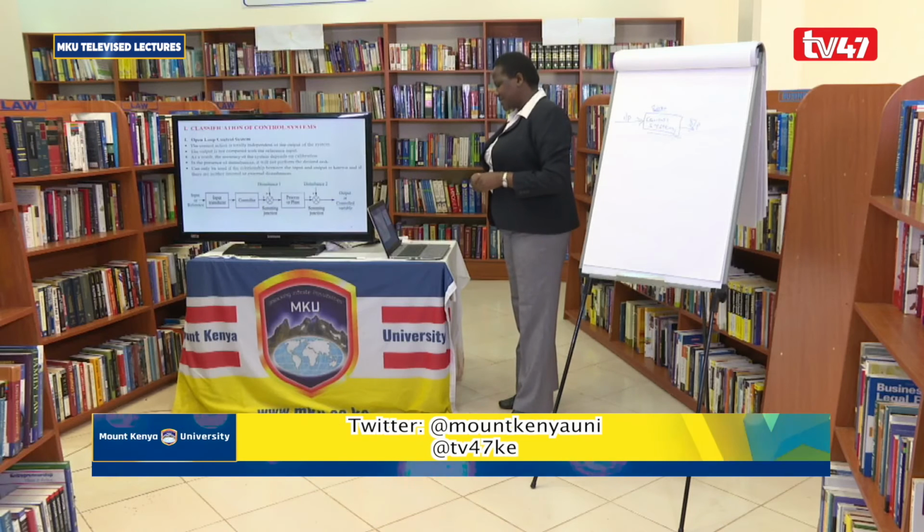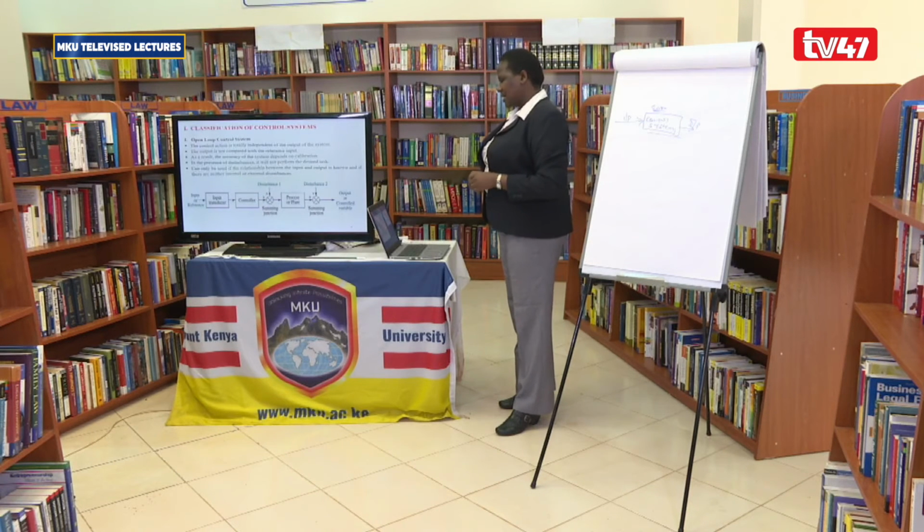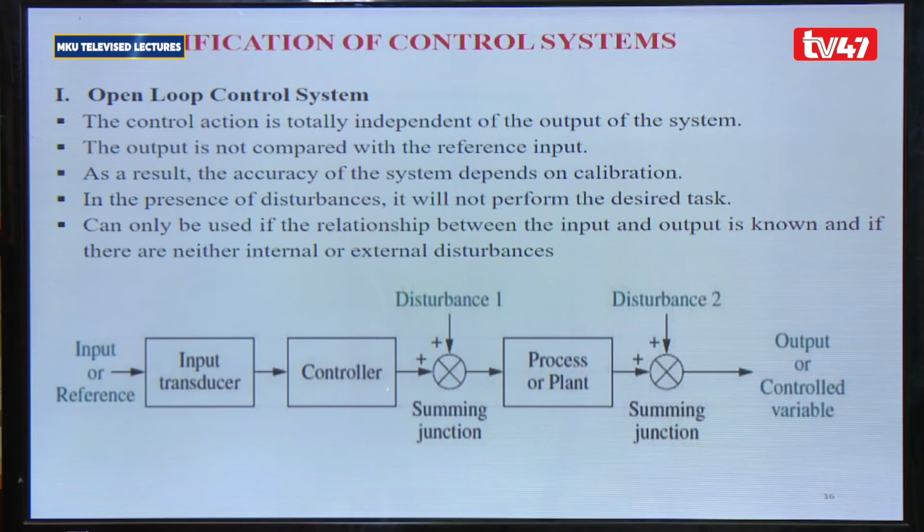And in the presence of disturbances, it will not perform the desired task. I explained that. It can only be used if the relationship between the input and output is known, and if there are neither internal nor external disturbances. So this one is the block diagram. I explained about it, whereby we have our input transducer, controller, then all of a sudden a disturbance occurs. The same process will continue with the same disturbances. So that is the disadvantage of the open loop control system.